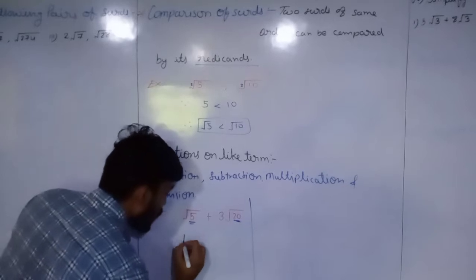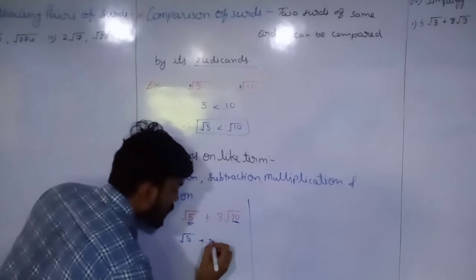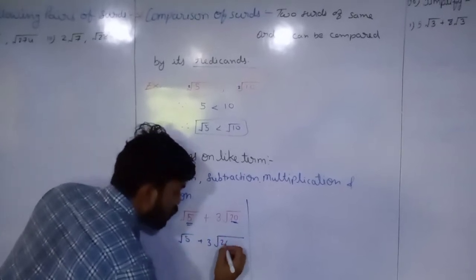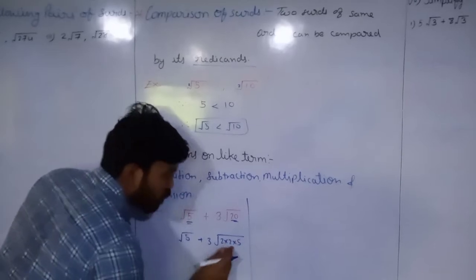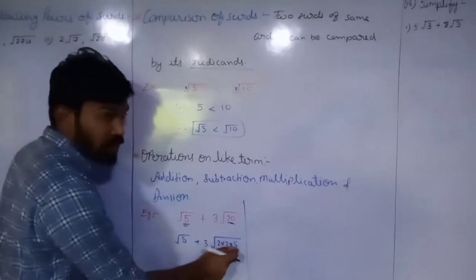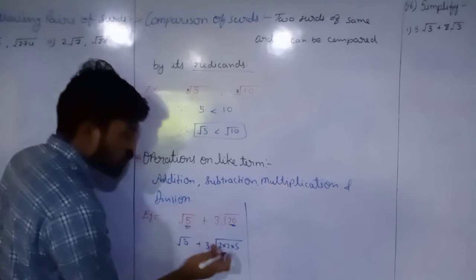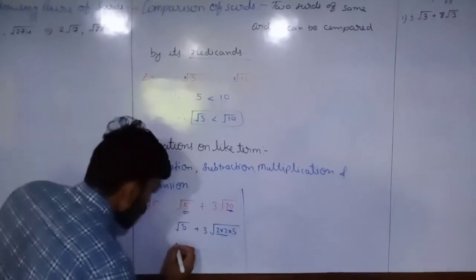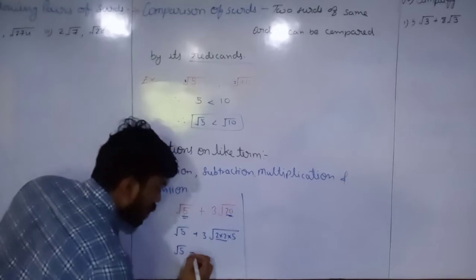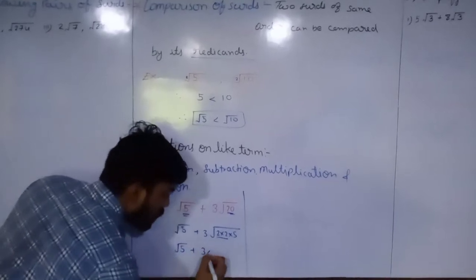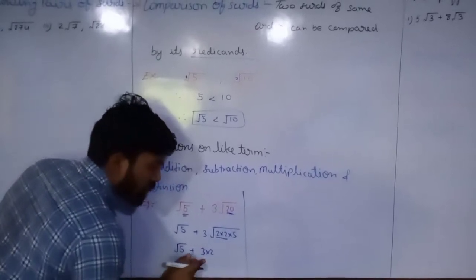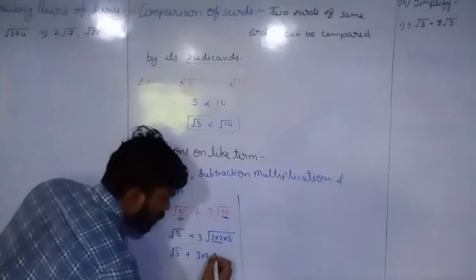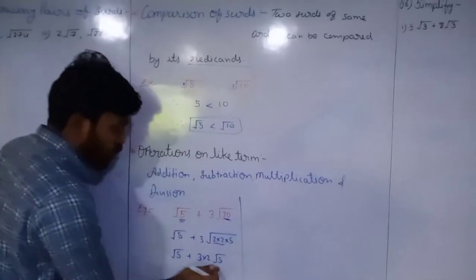So it will be root 5 plus 3. We can write 20 as 2 into 2 into 5, since 2 fours are 4, 4 fives are 20. The order is 2, which means we can make a pair of 2s. That comes out. So root 5 plus 3, these two come out and get multiplied with the 3. We already have the outside number, and here remains root 5.